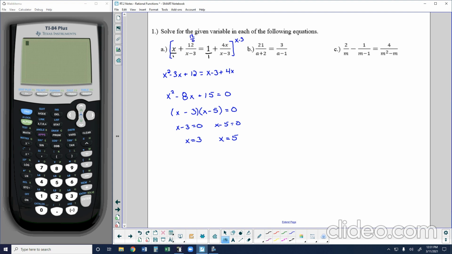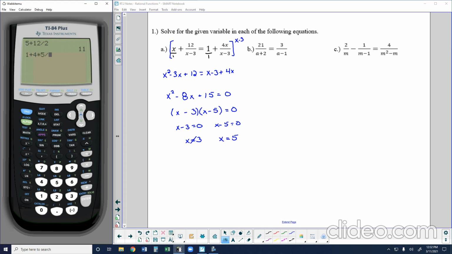So I could check my other solution by substituting in 5. 5 plus 12 divided by 5 minus 3, which is 2, equals 11. On the other side of the equation, 1 plus 4 times 5 divided by 5 minus 3, which is 2, equals 11 as well. So if I substitute in 5, it is equivalent on both sides of the equation, and therefore x equals 5.